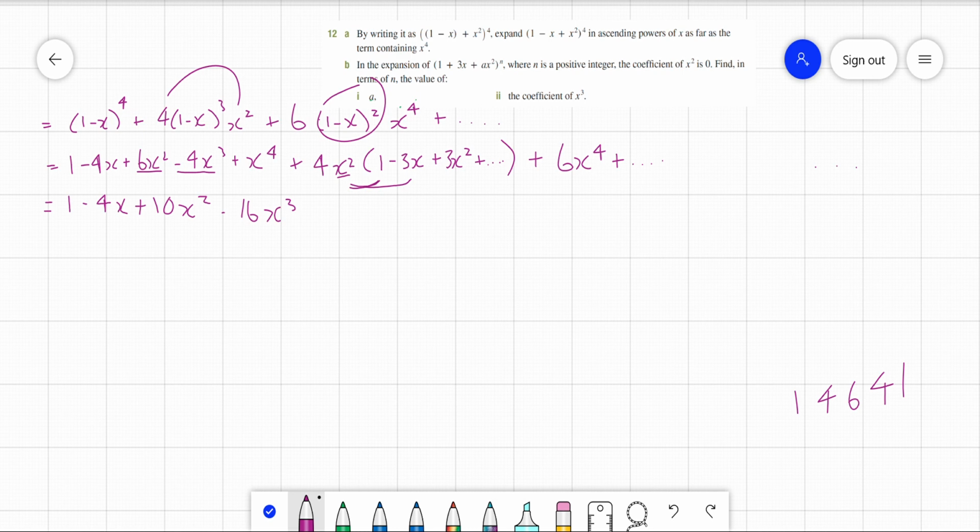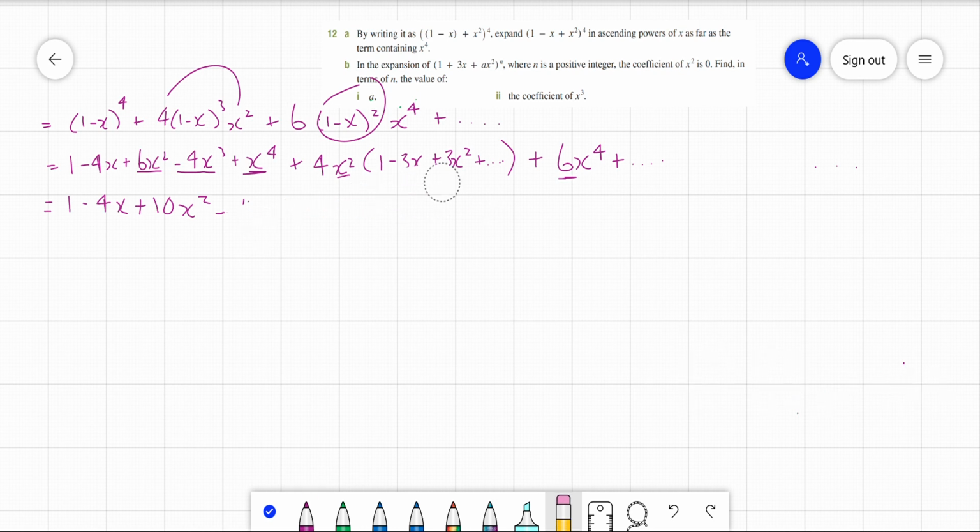Alright, x to the 4s, we've got a positive x to the 4, and this would give us a 12x to the 4, so that's 13x to the 4, and then another 6, so I'm saying a 19x to the 4 here. And then of course everything else will be bigger powers of x, so I'll just put dot dot dot. So it says just as far as the term containing x to the power of 4. Alright, will that help us with the next one or not? Possibly not, so I'm going to rub that out.